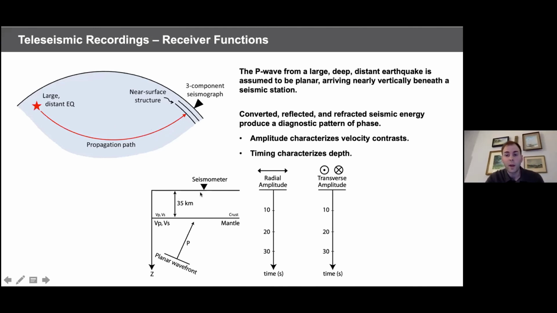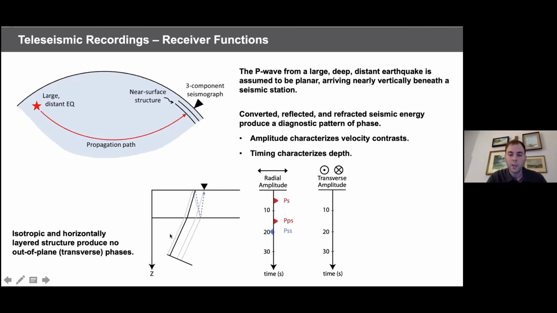So a very simplified example, imagine we have this planar P wavefront arriving almost vertically beneath this seismometer that has a crust-mantle boundary, so a velocity contrast at 35 kilometers depth. Some of that P wave energy will be converted into an S wave that's polarized in the direction of the earthquake, so in the radial orientation. And so no associated energy orthogonal to that, so no energy in a transverse direction. But that converted S wave travels slightly slower than the direct P wave, so it will arrive at a slight delay time relative to the P wave.